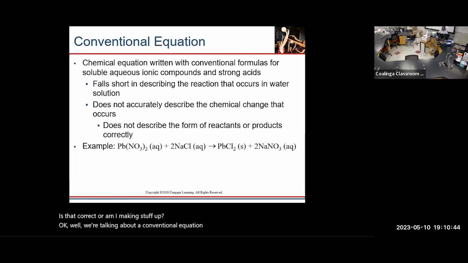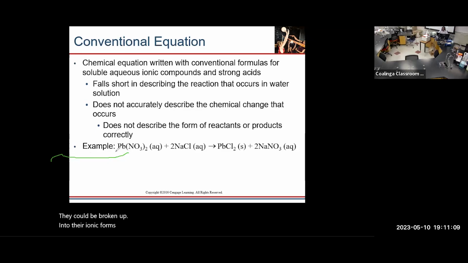So the conventional equation is just how we would normally write the chemical equation. We normally balance it and everything like that, right? But we know that these are aqueous. Since they're aqueous, that basically means that they're able to be dissolved. Since they're able to be dissolved, they can be broken up into their ionic forms.